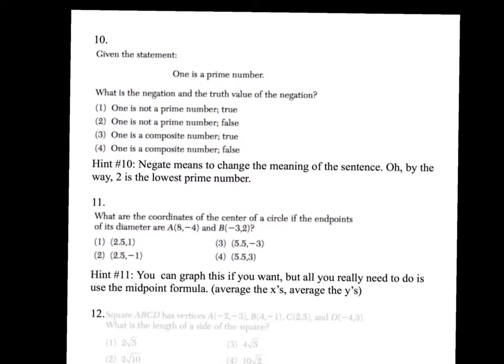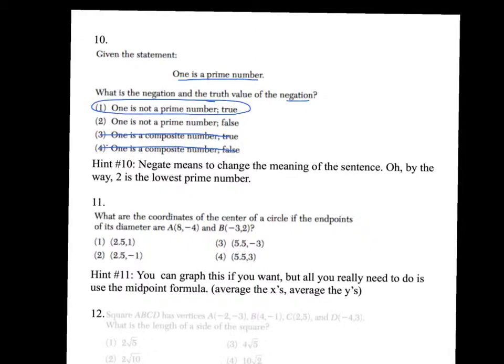Okay, with question 10, they want the negation of 1 as a prime number. Well, the opposite of prime is not a prime. That's what negation means, to find the opposite. So it's one of those two things. 1 is not a prime number. That is correct.